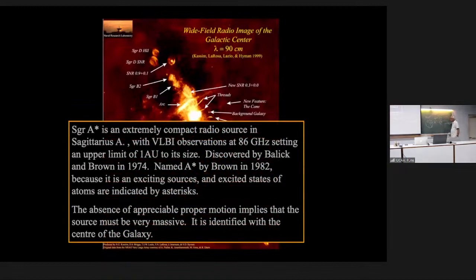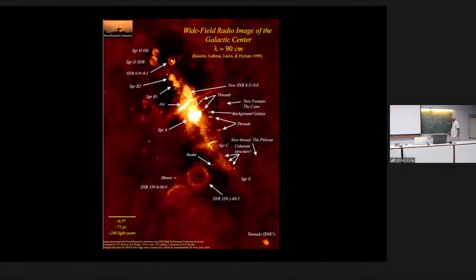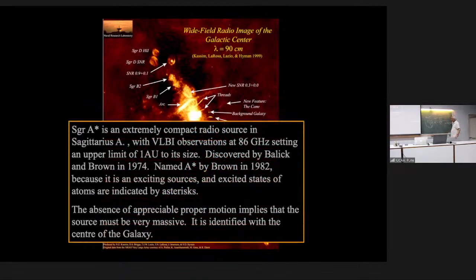At the center of the galaxy, there is an object called Sagittarius A. Have you heard about Sagittarius A? It's an object that is sitting there, not moving, so it is identified to be the center. Then they have Sagittarius A star. And why A star? Because it's an exciting source. In atomic physics, A star means an excited atom.